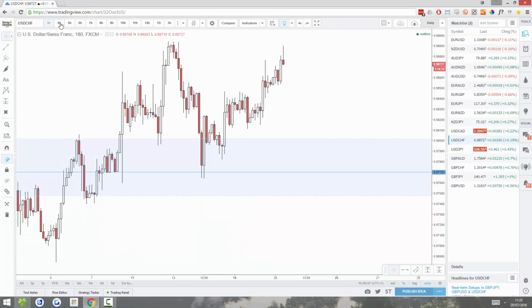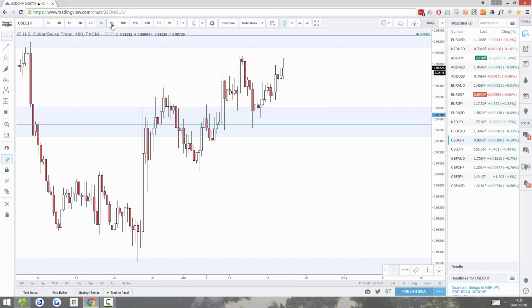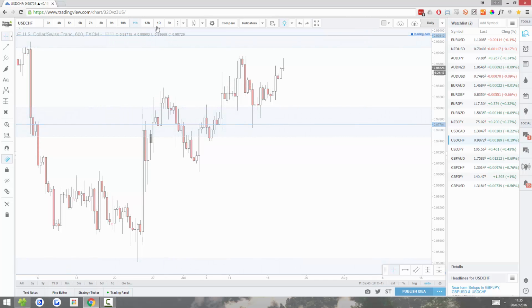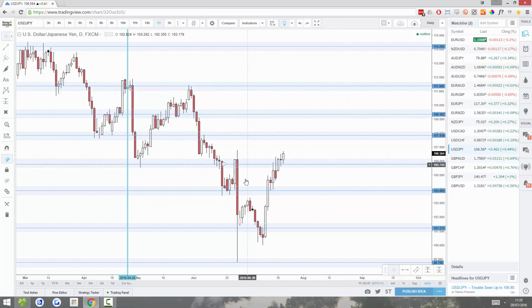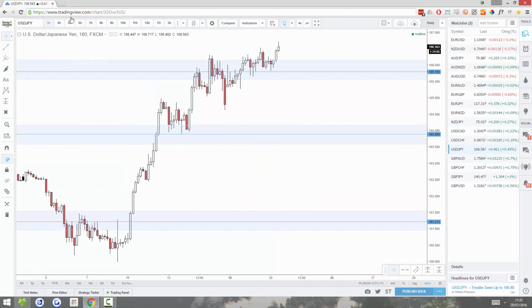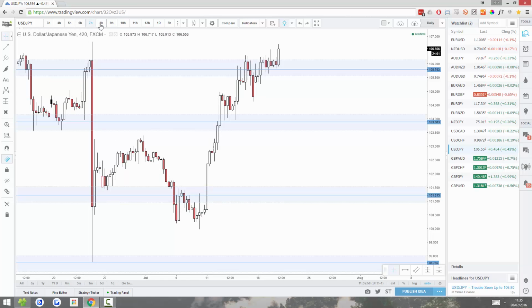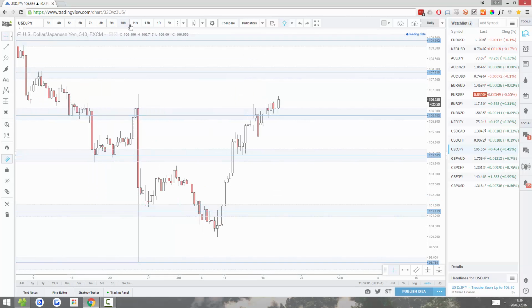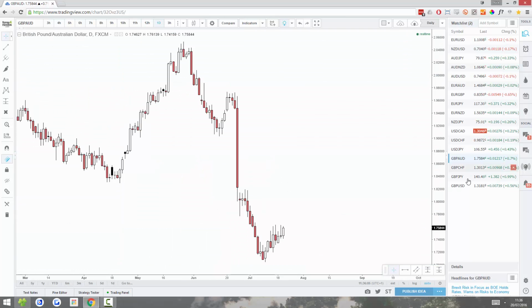USD CHF, let's quickly flick through this, but there's not going to be anything here because price is in between two support resistance areas right now. USD JPY. It was stalling, but it did continue to push up, so I don't think we're going to see anything here. And we're on to the GBP pairs, which I'm not trading right now.